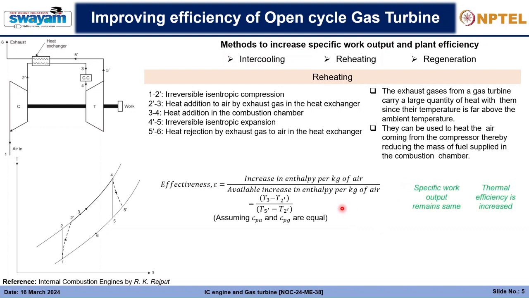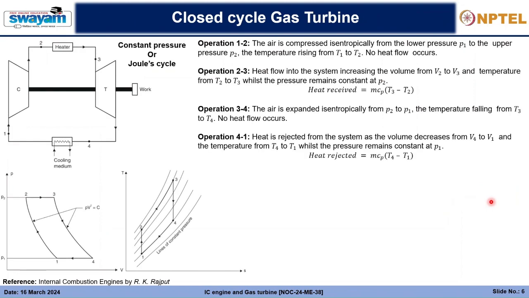Now such a system is having a specific work output which remains almost the same, because we are not concerned with the work output. We are not changing the conditions of the compressor and the turbine, so the work output remains the same. But for the same work output, the heat required is now less. That's why the thermal efficiency is increased. And a heat exchanger is usually used in large gas turbine units for marine propulsion or industrial power. So this is an application of this regeneration method.